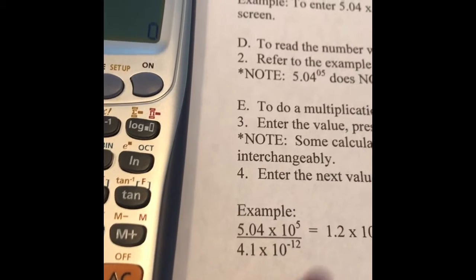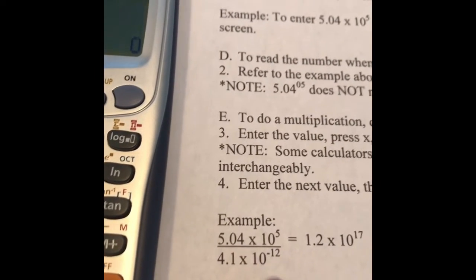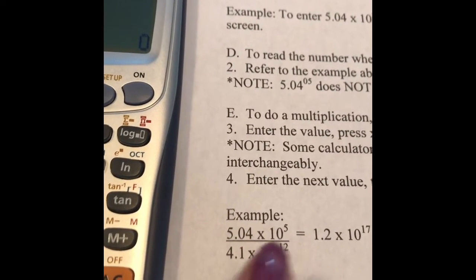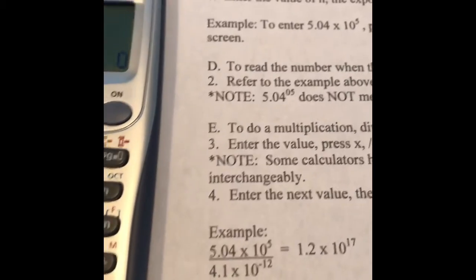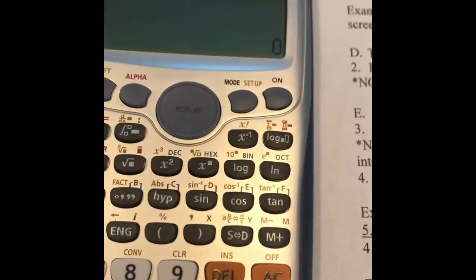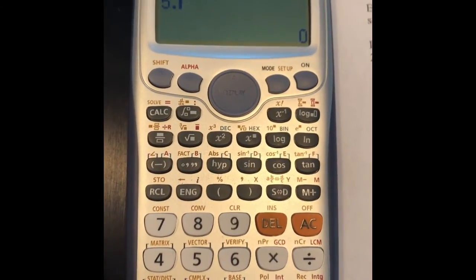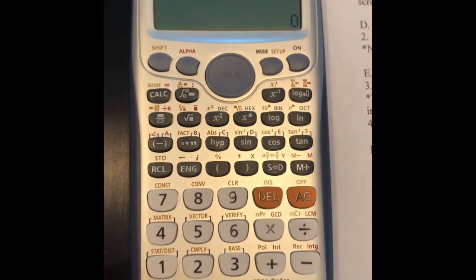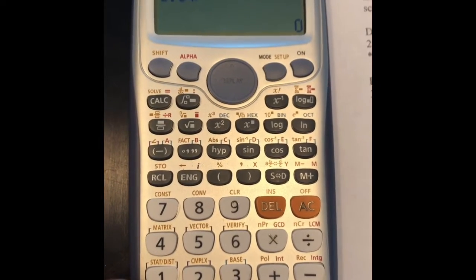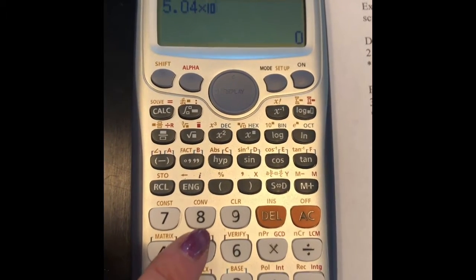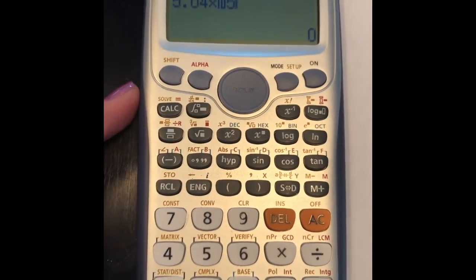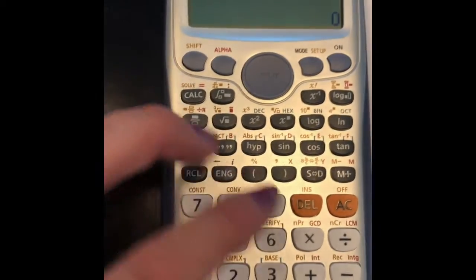You're not going to type 504,000 because sometimes we're going to have times 10 to the 23rd, and that would be ridiculous to type all those zeros in there. So you have to learn how to use your calculator. So on this calculator, you hit 5.04, and it has a times 10 to the X button. We're going to use that because the calculator now knows that that's one number, not two numbers multiplied together.